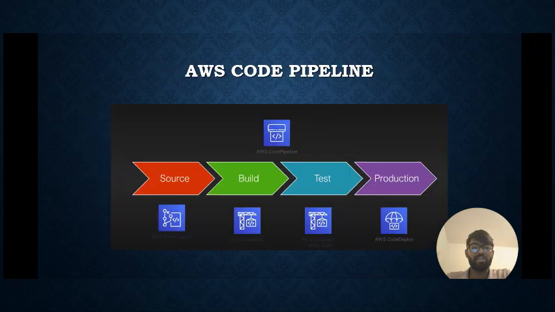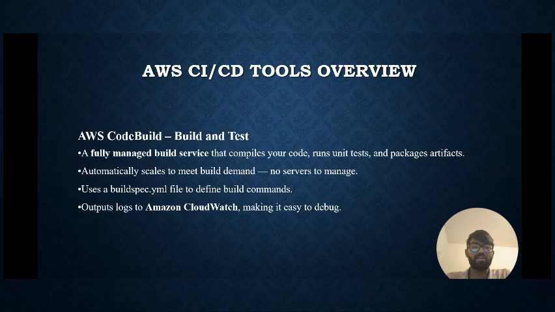Then AWS CodeBuild. CodeBuild is for build and test, a fully managed build service that compiles your code, runs unit test cases, and packages artifacts. It automatically scales to meet build demand, with no servers to manage. Users use a buildspec.yml file to define build commands. It outputs logs to Amazon CloudWatch, making it easy to debug.